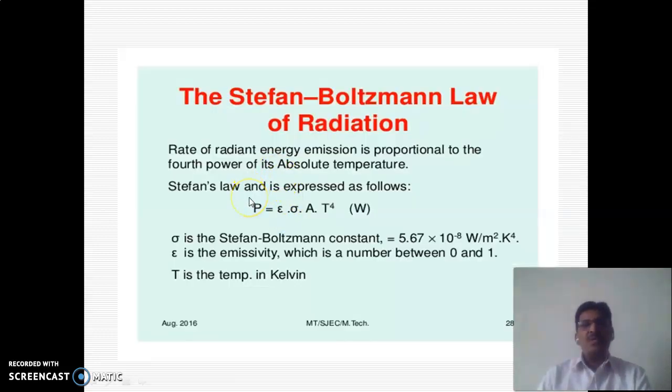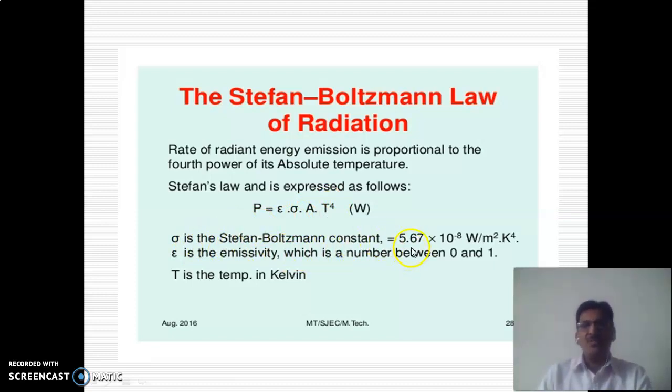If you want to find the rate of heat transfer in the radiation mode of heat transfer, then you can use the Stefan-Boltzmann law. This is the basic fundamental law of radiation. The rate of radiant energy emission is proportional to the fourth power of its absolute temperature, and it is expressed as P is equal to emissivity into sigma into area into T raised to 4, where sigma is the Stefan-Boltzmann constant.